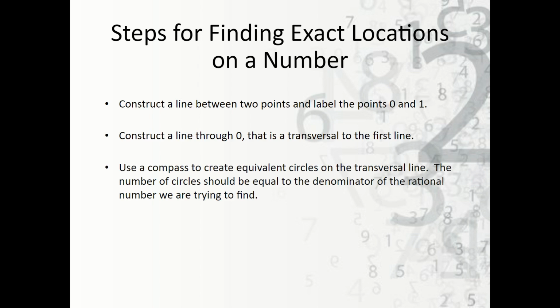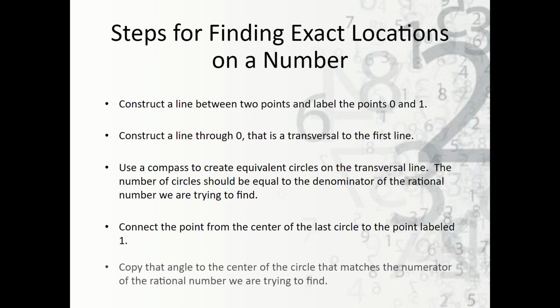Then we're going to use a compass to create equivalent circles on the transversal line. The number of circles should be equal to the denominator of the rational number we are trying to find. And then we're going to connect the point from the center of the last circle to the point labeled 1, and we're going to copy that angle to the center of the circle that matches the numerator of the rational number we are trying to find.